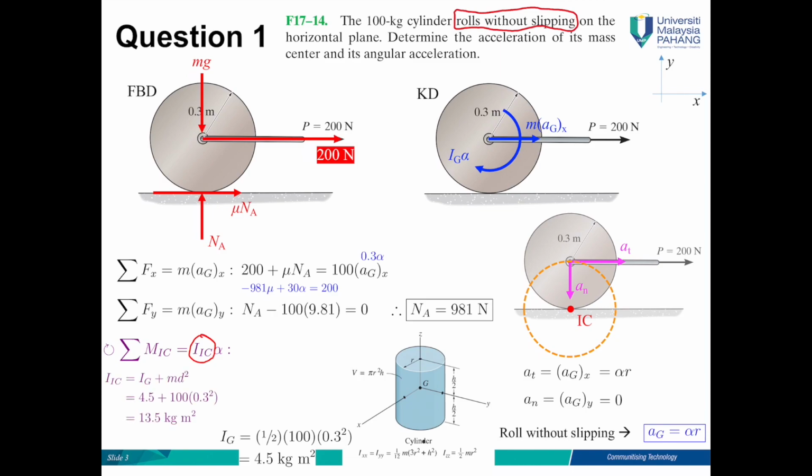So IIC using the parallel axis theorem says that IIC equals IG plus MD square. And what is D here? D is the distance from the center of gravity, G, to the center of rotation. So IC now is the center of rotation. So basically this is D, which in fact is also equal to R. That's why you have 0.3 here. Now when you multiply, you will have IIC equals 13.5 kg meter square.